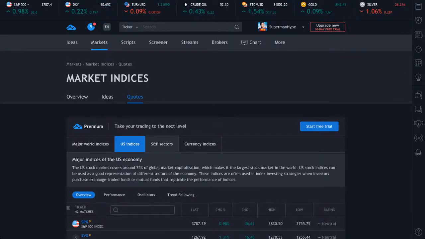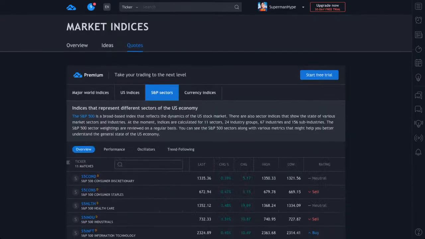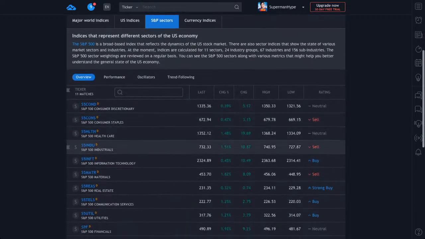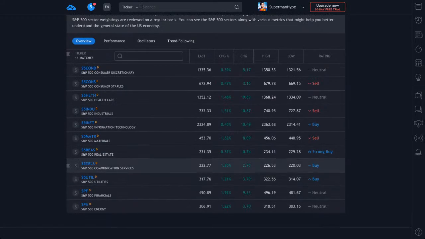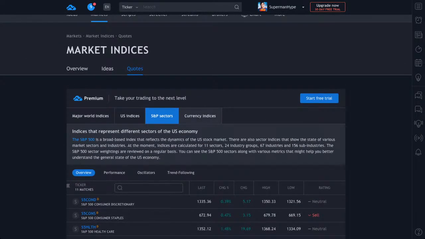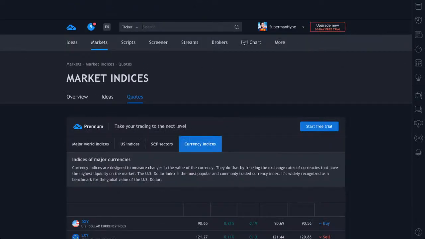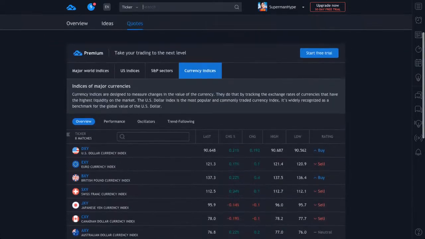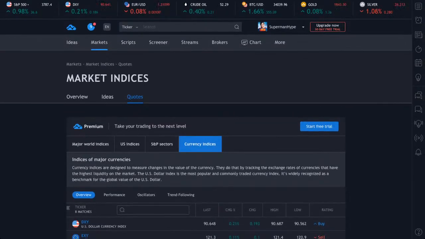And then we have S&P sectors, so this is Standard & Poor's, which as I said is a big accounting and investment company, and they have all their indices as well in there. Then you've got currency indices, which we've briefly covered previously under currencies. So you can see all those indexes there. Currency indexes are designed to measure changes in the value of a currency. They do that by tracking the exchange rates of currencies that have the highest liquidity on the market. The US dollar is the most popular one, and there are nice explanations there.